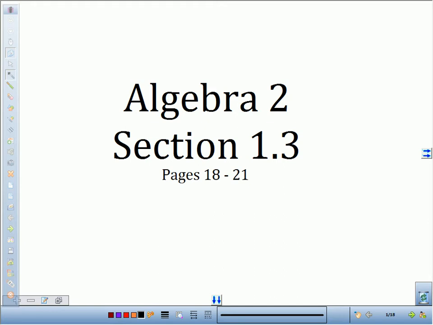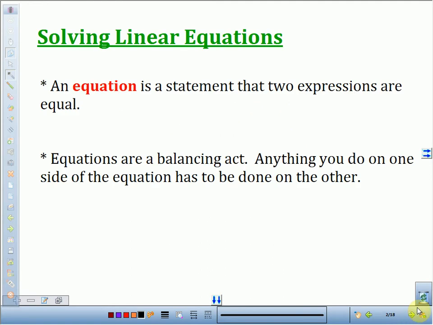Now, we're looking at section 1.3, which goes from pages 18 to 21 in your textbook. We're also going to be touching on 1.4. Now, section 1.3 and 1.4 have a lot to do with equations. We're going to be solving a lot of equations this year, so we're sort of reviewing how that's done. Now, an equation is a statement that two expressions are equal.